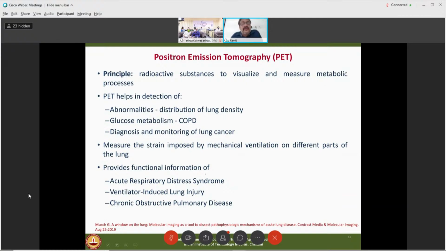So positron emission tomography is the next one, being used for COVID also. It uses a radioactive substance to visualize and measure metabolic processes. This is used in the detection of lung density abnormalities, glucose metabolism, and monitoring of lung cancer. It also measures the strain imposed by mechanical ventilation on different parts of the lung. It's an advantage over other methods. It provides functional information on acute respiratory distress syndrome, ventilator-induced lung injury, and chronic obstructive pulmonary disease, COPD.